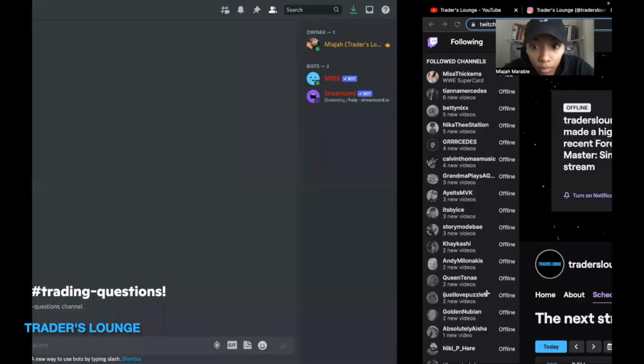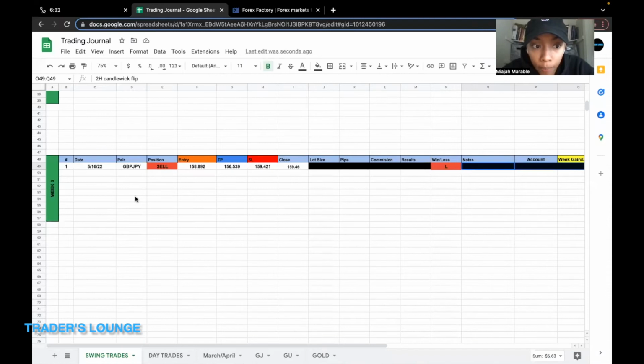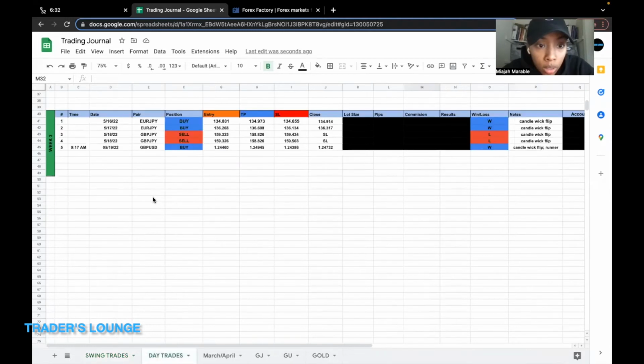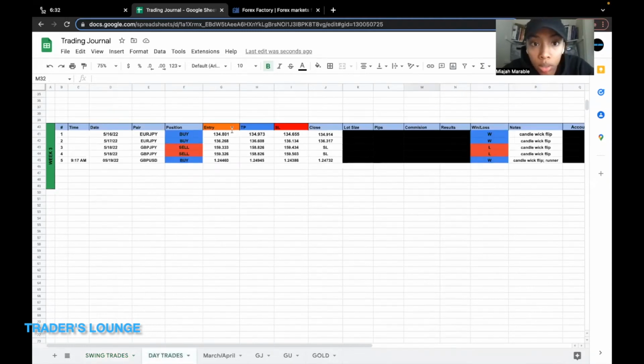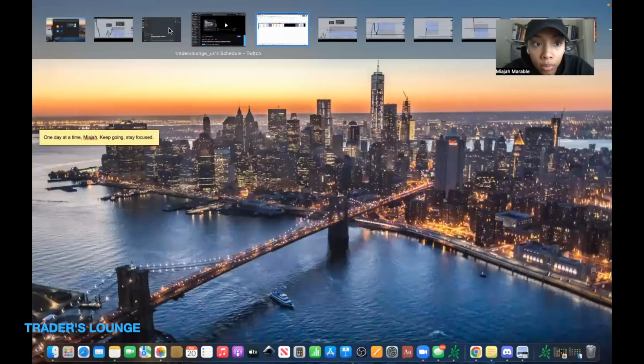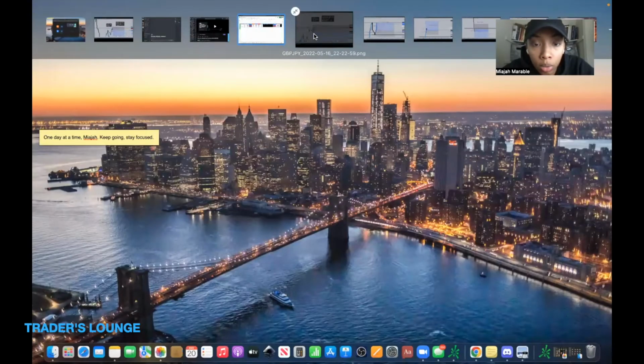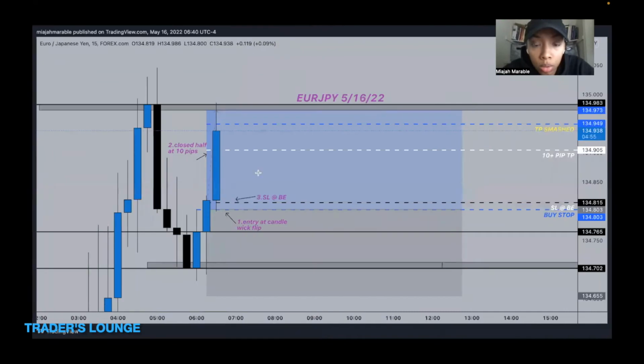There we go. So this was it. It's the sell. I had my entry, where my initial TP was going to be, and where I got stopped out, where I closed it. I took a loss. This was in my swing position. Now we're going to head over to EJ.